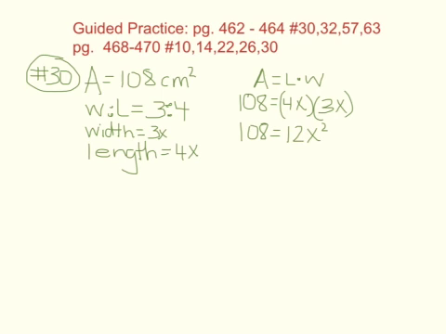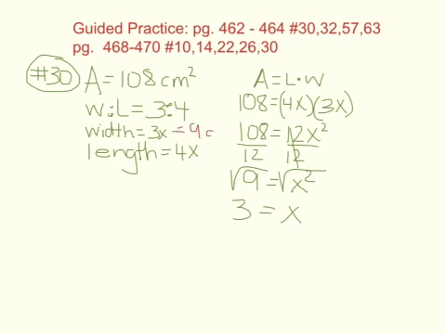Now I'll divide by 12 and then take the square root. So after I divide by 12, I get x squared equals 9. And then to solve that, I need to take the square root of both sides. So x is equal to 3. Now I need to finish up the problem because it asked me to find both the length and the width. So now that I know what x is, I can substitute 3 in place of x. So that means that my width is 9 centimeters, and that means my length is 12 centimeters.